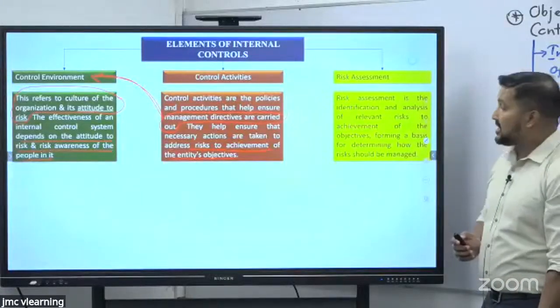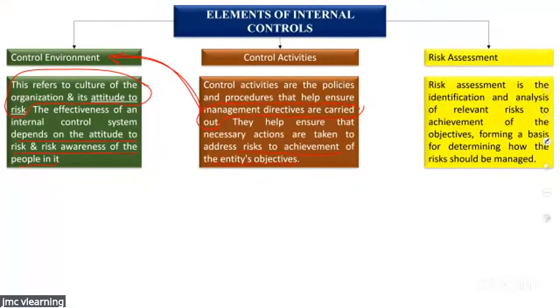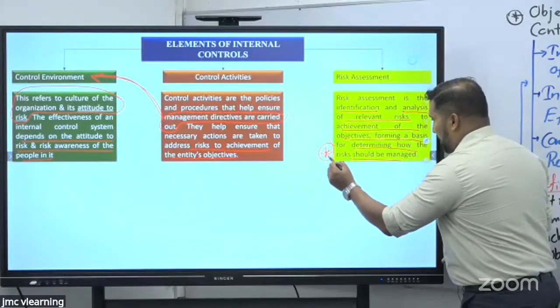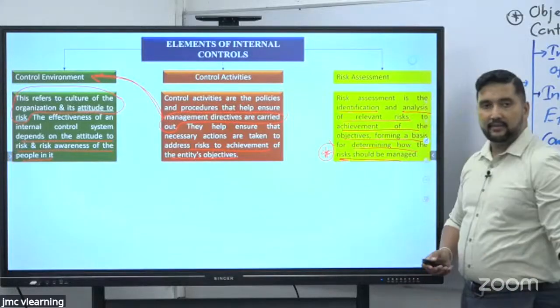Then risk assessment. Risk assessment is the identification and analysis of the relevant risks to the achievement of the objectives, forming the basis for determining how the risk should be managed. Which basically has 3 stages: identification, analysis, plus here they are talking about what? Evaluation.